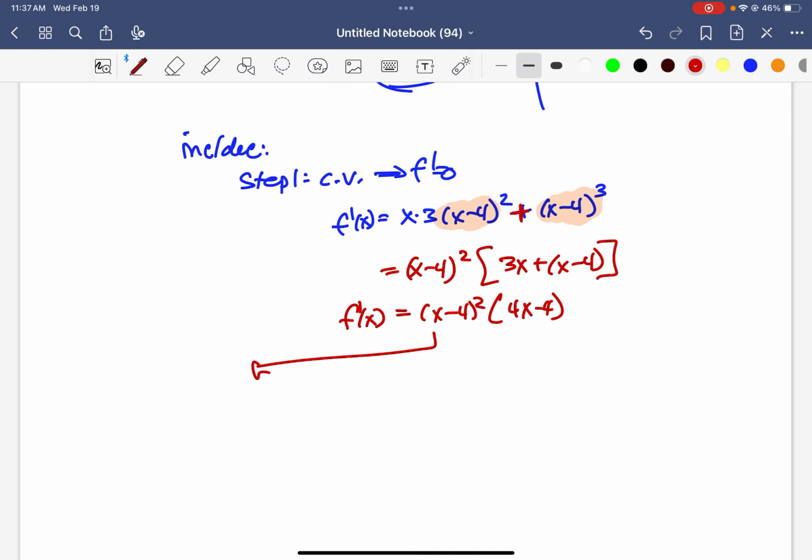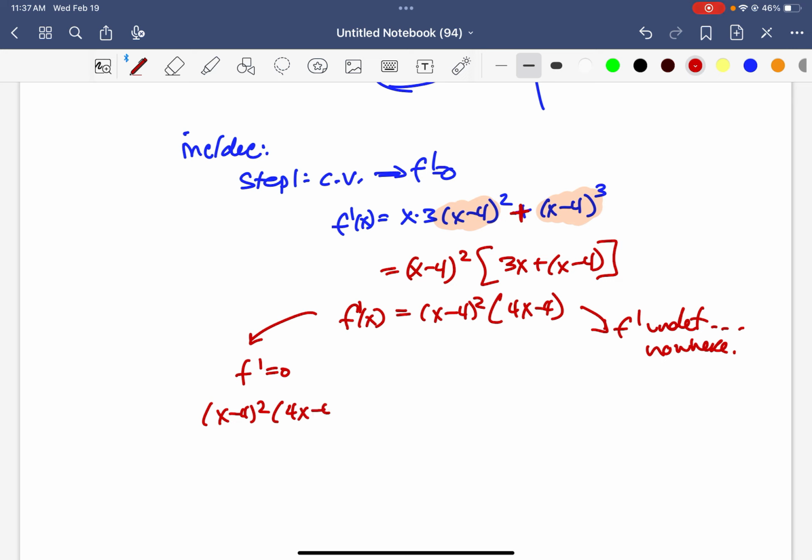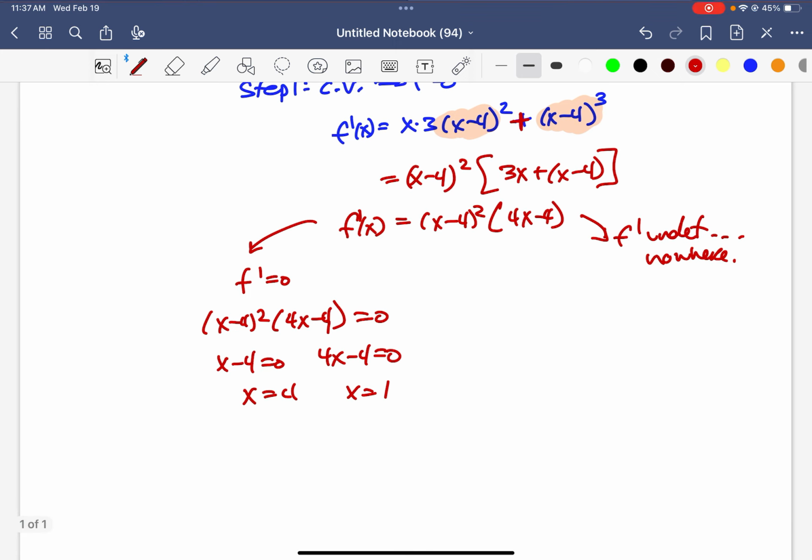So where is the derivative equal to 0 or the derivative undefined? It's undefined nowhere, because if you multiply that out, it is a polynomial. But where is this (x minus 4) squared times (4x minus 4) equal to 0? Either this is 0 or this is 0. That's telling you that 4 and 1 are your two critical values, right? I'm going to use those to partition my number line.